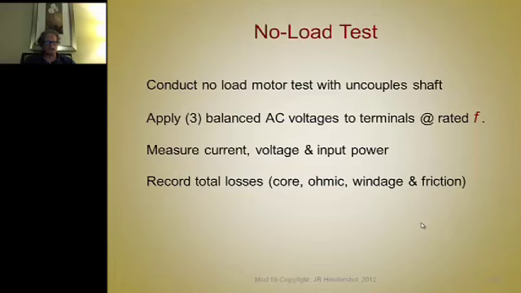The no-load test is conducted by taking the motor and uncoupling it from any load. It's a free shaft, and apply 3 balanced AC voltages to the terminals at rated frequency, and measure the current and the voltage and determine the input power. Record the total losses: the windage, the ohmic losses, core losses and friction.